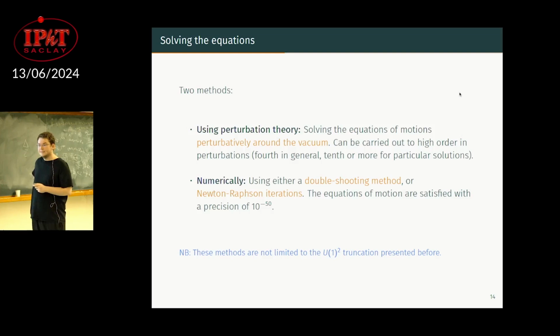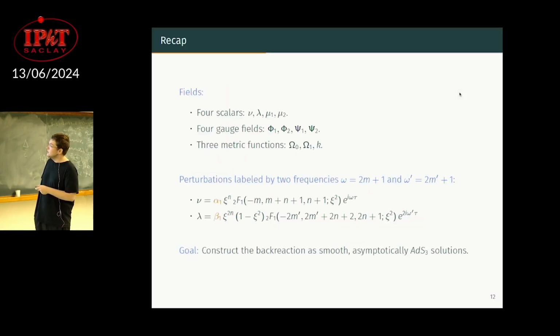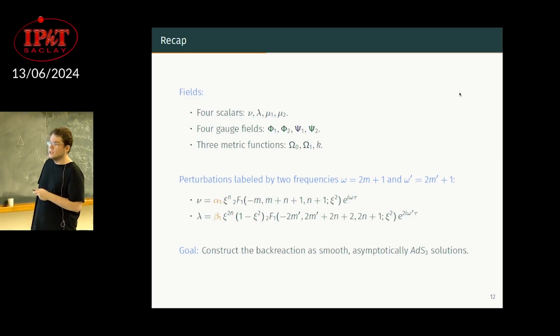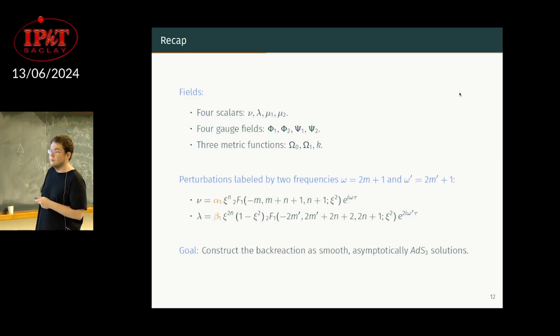How does the differential equation look? I don't have them on the slides here. You can imagine you have 11 equations. The equations for nu and lambda are decoupled. Mu1 and mu2 are coupled together. Then the 4 gauge fields are coupled together, and then we can solve the 3 metric functions that are also coupled together. They are second order differential equations, and they are nonlinear, but we will linearize them using perturbation theory. Does that answer?